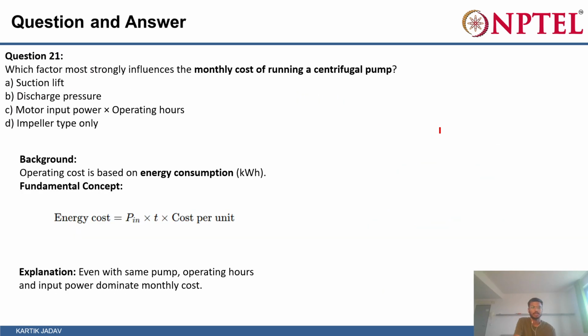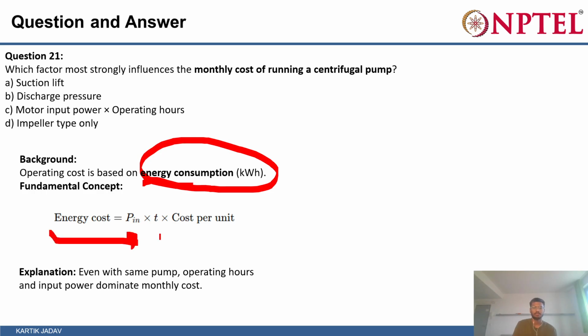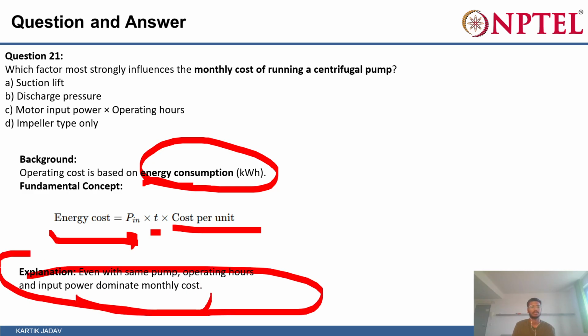Which factor most strongly influences the monthly cost of running a centrifugal pump? Operating cost for a centrifugal pump is based on energy consumption. We know that energy cost is P into t into cost per unit. So even with the same pump, operating hours and input power dominate the cost. The correct answer is input power and operating hours.